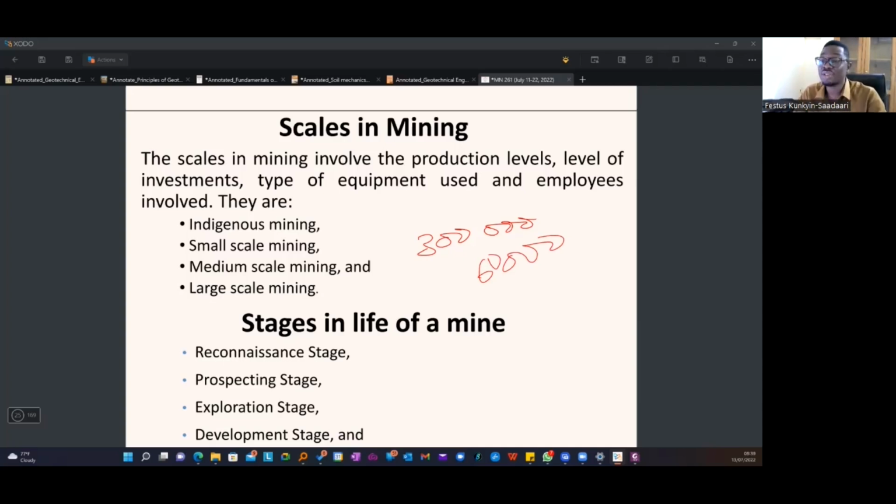And so when we come to scales in mining, we are indirectly trying to talk about the sizes, how the mining industry or the mining industries are grouped for us to say that, okay, this mine based on A, B, C, D, we can say that you belong to this or that. You are a small scale, you are a large scale, you are a medium scale. So when we want to define those things, then we are saying that that is the scales of mining. So then let's see, how do I determine the scales of mining?